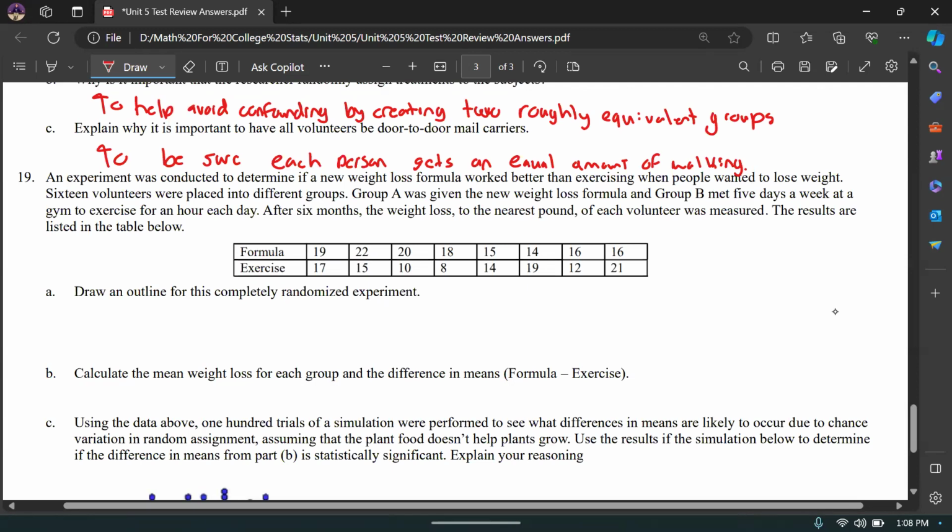The results in the table listed below. Draw an outline for this completely randomized experiment. Okay, so we start with 16 volunteers, and then we're going to randomly assign them. And then there's two groups. We got group one, which shall have 8 people, and group two, which will have 8 people as well.